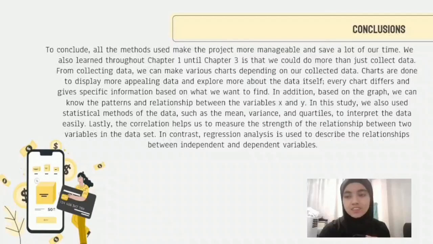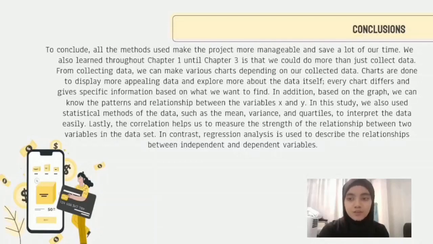Charts are done to display more appealing data and explore more about the data itself. Every chart differs and gives specific information based on what we want to find. In addition, based on the graph, we can know the pattern and the relationship between the variables x and y.